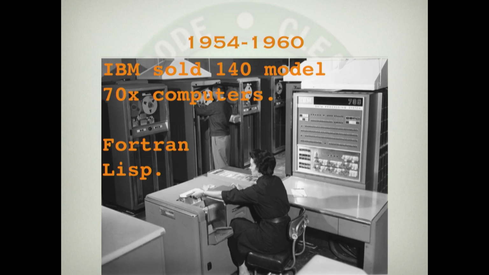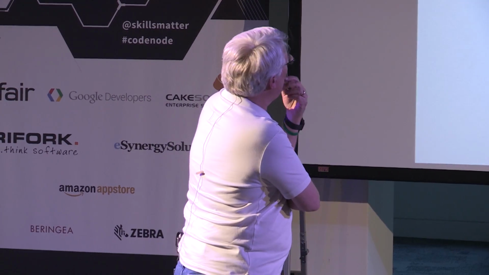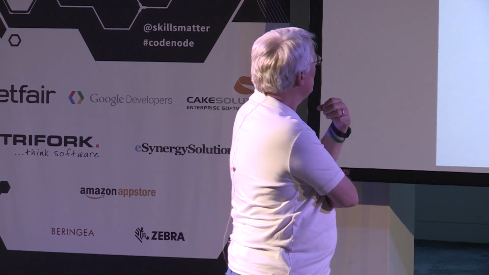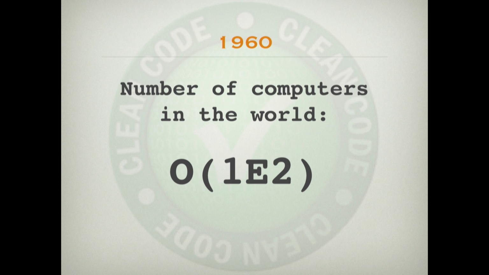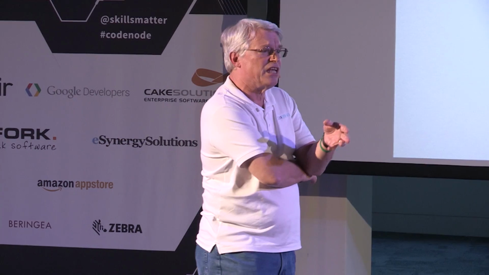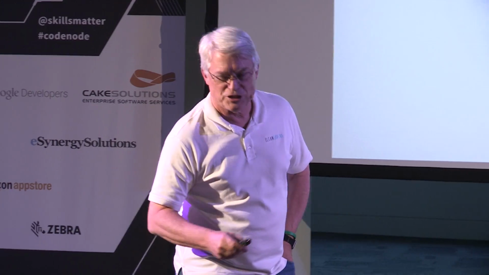Between 1954 and 1960, IBM sold 140 Model 709 computers, running Fortran or Lisp or a few other silly little languages. 140 by 1960. Notice who's operating the machine. In 1960, the number of computers in the world was on the order of 100. Might have been 200, might have been 500, might have been 700, but it was on that order. And the number of programmers was on the order of 1,000, because in those days, a single computer required 10 or 12 or 15 programmers to keep it running. We had no operating systems. We had no function libraries. We had no frameworks. If any code ran on those machines, we wrote it. So we needed a lot of programmers to keep those machines alive.